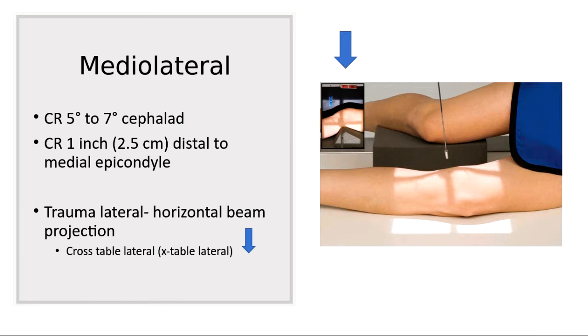So on the mediolateral, the patient lies on their back, and you pretty much want to have them roll up on their side, but they're going to keep their unaffected leg back behind them. If they bring that leg up and over, they tend to rotate too much, and you would have an over-rotated lateral knee. So the unaffected leg stays behind. And remember that the central ray on this is angled 5 to 7 degrees cephalic.